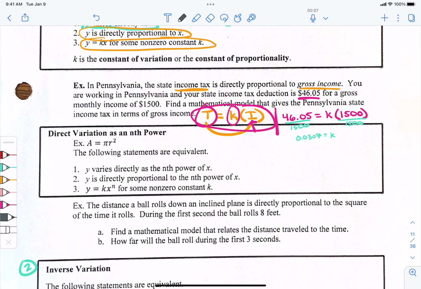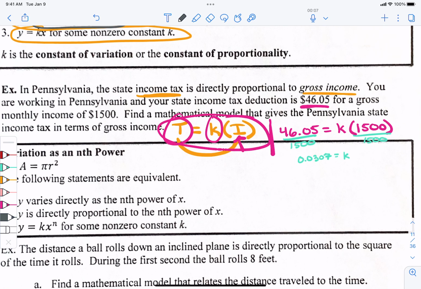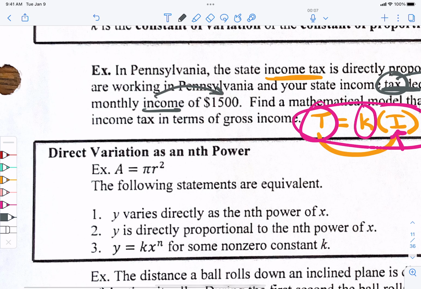Directly proportional or varies directly. So the tax deduction is 46.05. Gross income is 1,500.